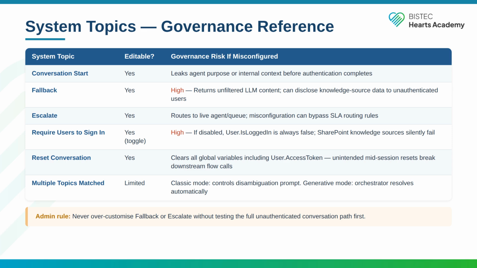The governing admin rule across all of these: never customize fallback or escalate without first testing the full unauthenticated conversation path. That is the path available to anyone who reaches the agent without authenticating, and it is the path most likely to expose a misconfiguration.